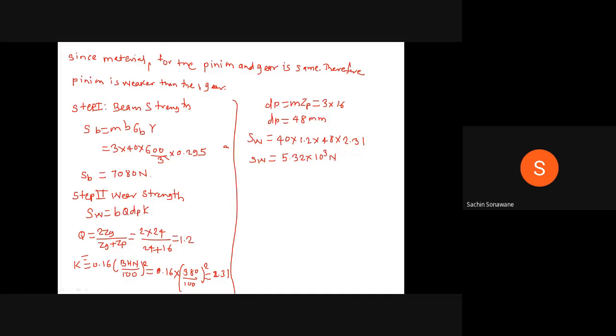Now you have to give SB as equation 1 and SW as equation 2, because we have to compare these two values. This is equation 1 and this is equation 2.